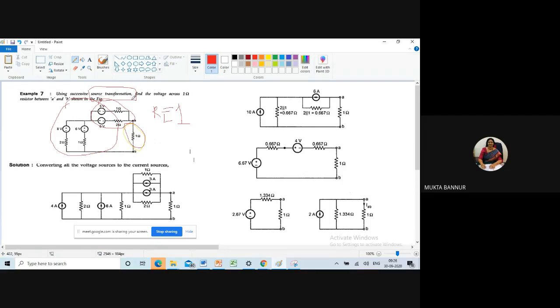of source transformation. See, this is 8 volt, this is a 2 ohm resistor. So 8 divided by 2 is 4 ampere. Whatever resistance was there in series with the voltage source, I will connect the same resistance across the resultant current source that we have got by transforming the voltage source into a current source.